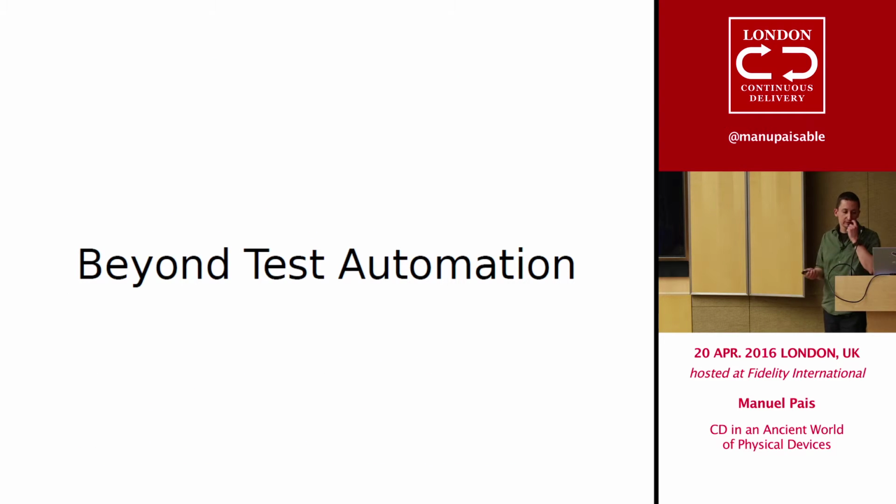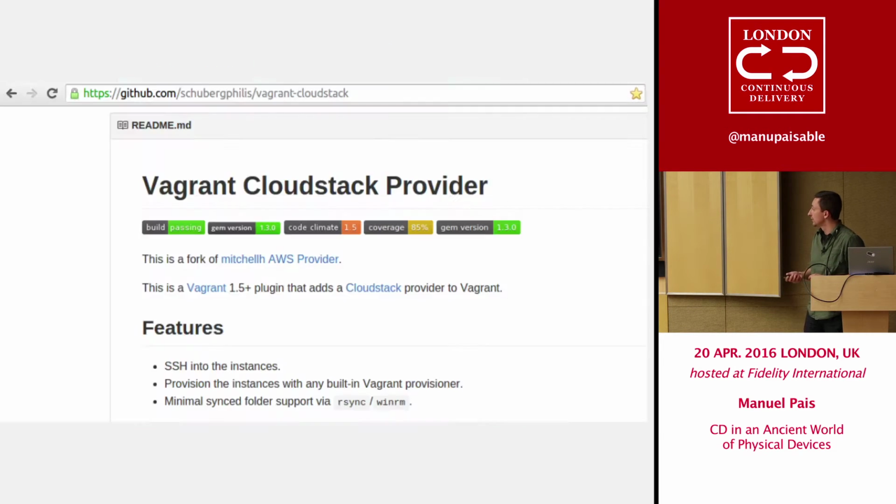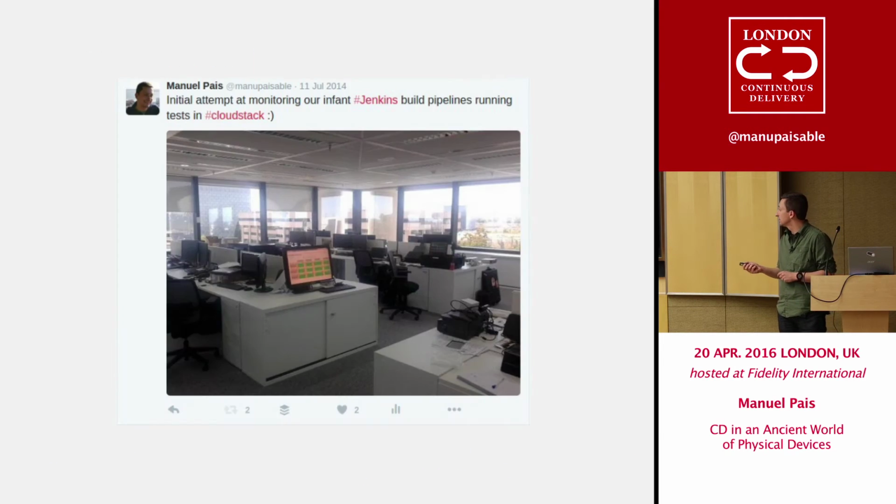So finally, to talk a bit beyond what we did in terms of test automation, which was all what I focused before. Sorry about that. In terms of other things we did in terms of continuous delivery, which was a big thing for me, a big revelation. We had our first build pipeline in Jenkins.